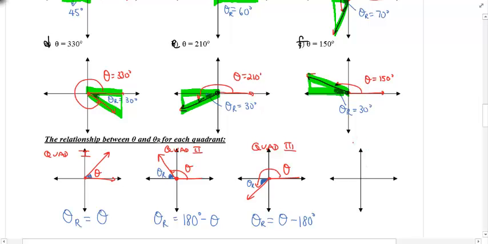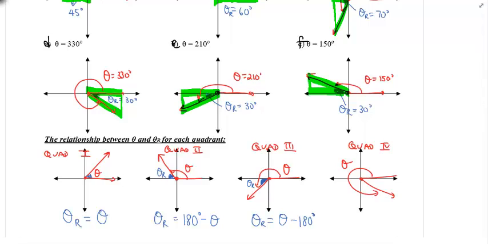And quadrant 4 is the last one. So that's way over here, and theta r seems to be over here. Notice in this case, if you add theta and theta r, you get one complete rotation, and that's 360 degrees. So if I take 360, subtract angle theta, you'll find theta r.